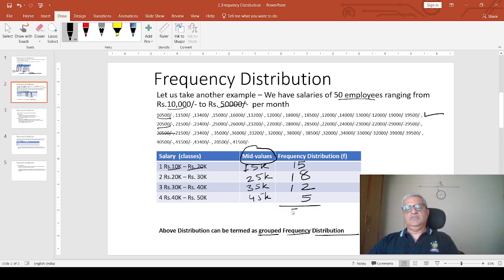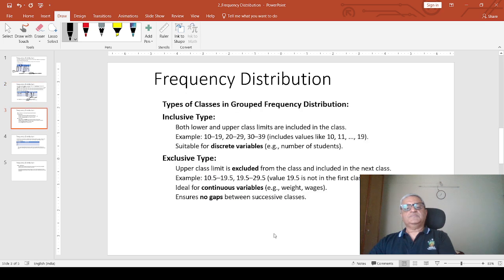So that's my 50 employees, and this is my frequency distribution, and it is for grouped frequency distribution, and you understand the meaning of grouped. The previous one we saw was discrete, this one is grouped, right? Let's move on. So basically there are two types of classes in grouped frequency distribution.